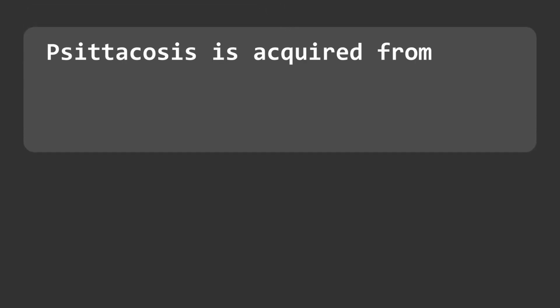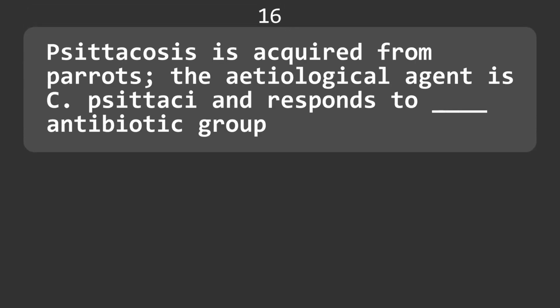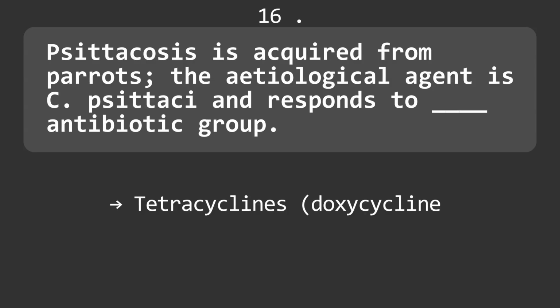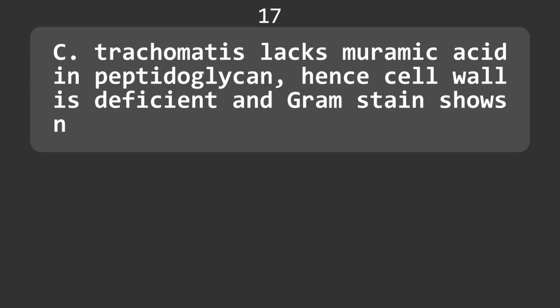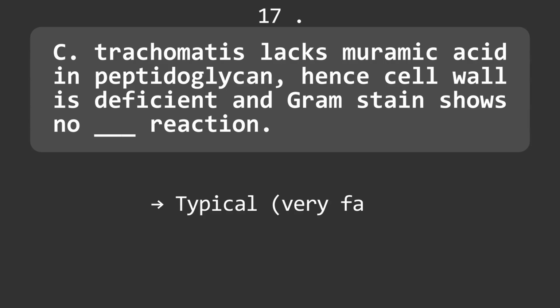Psittacosis is acquired from parrots. The etiological agent is C. psittaci and it responds to the antibiotic group tetracyclines, doxycycline. C. trachomatis lacks muramic acid in peptidoglycan, hence the cell wall is deficient, and Gram stain shows no reaction, or is very faint.